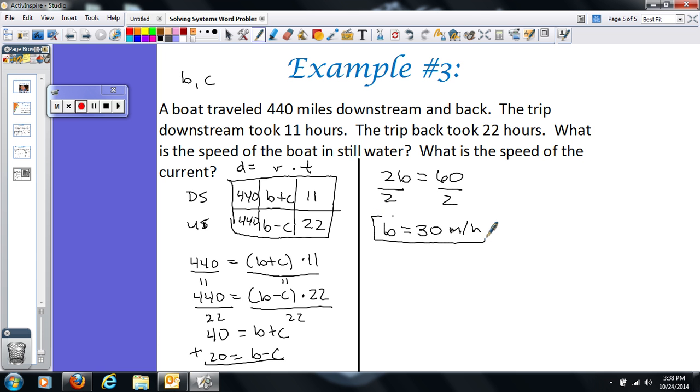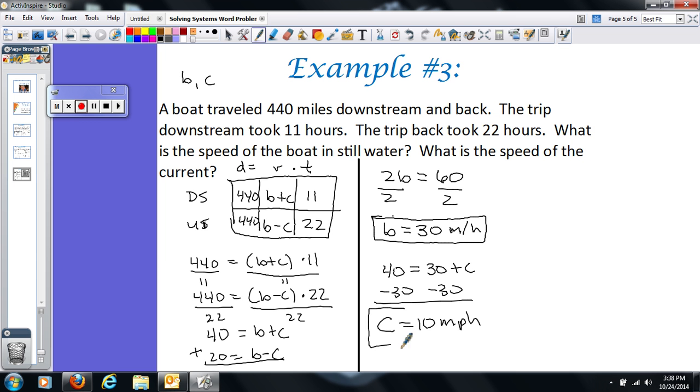Now we need to find the speed of the current. So I'm going to take this, and I'm going to plug it back into one of my original equations. So let's say 40 equals 30 plus C. Subtract 30 from both sides, and I get that my current is 10 miles per hour. And again, you can check your answer. Plug 10 in for C and 30 in for B, and 30 minus 10 is going to be 20, which would fit our second equation.